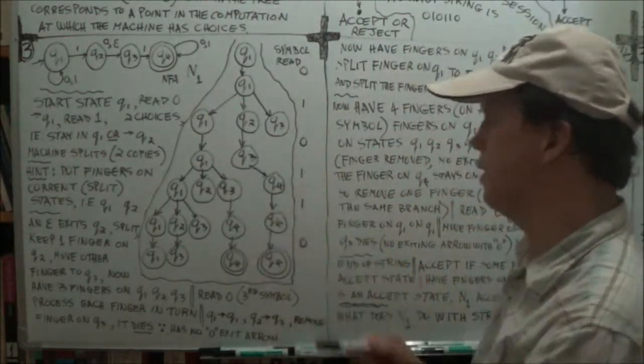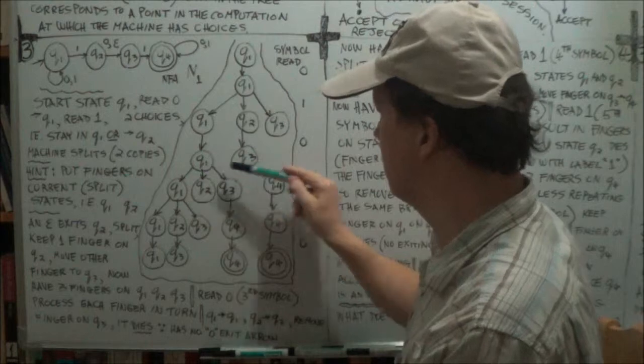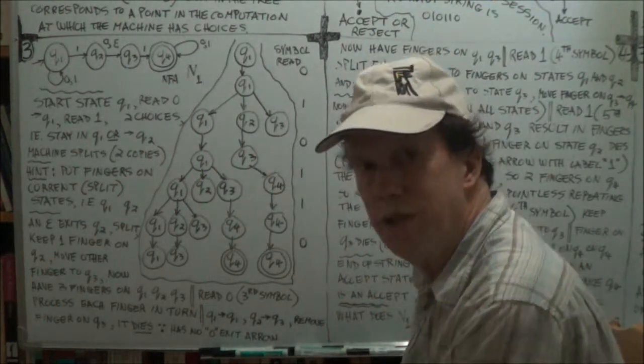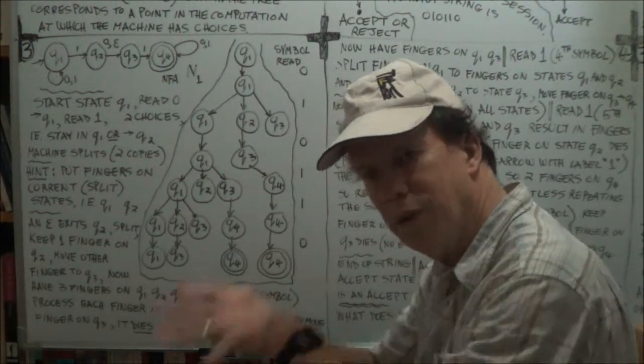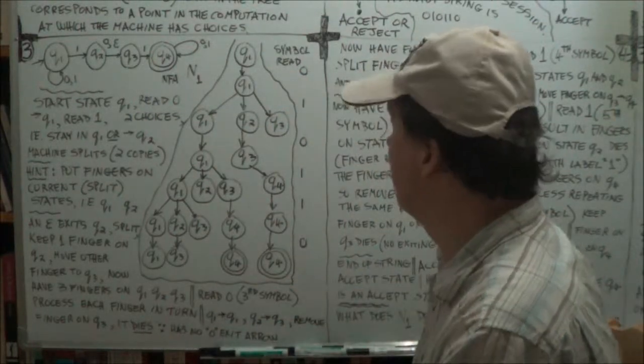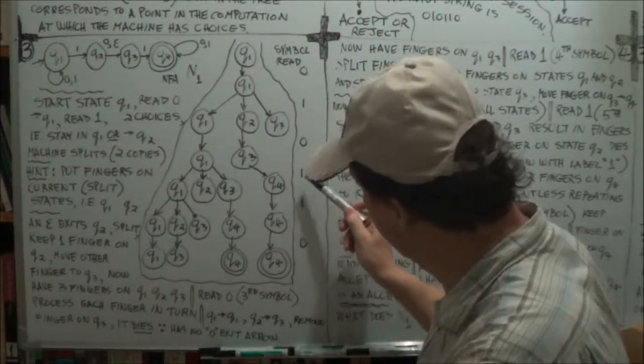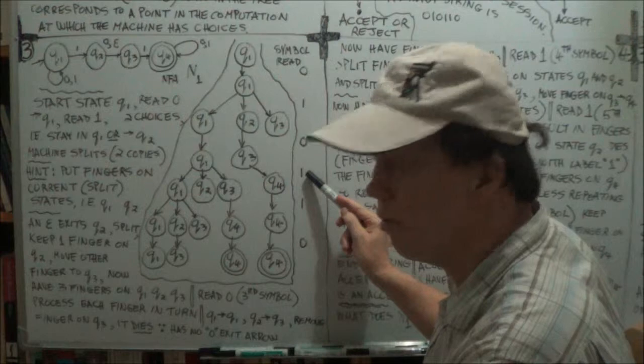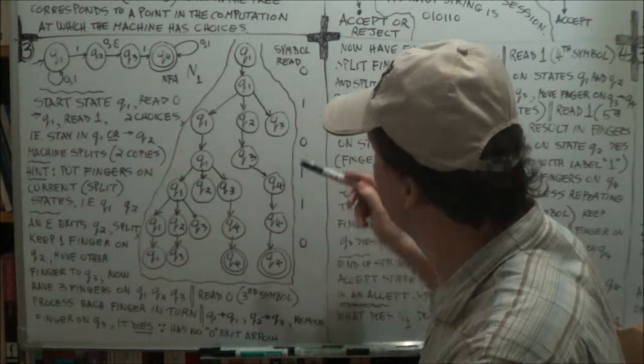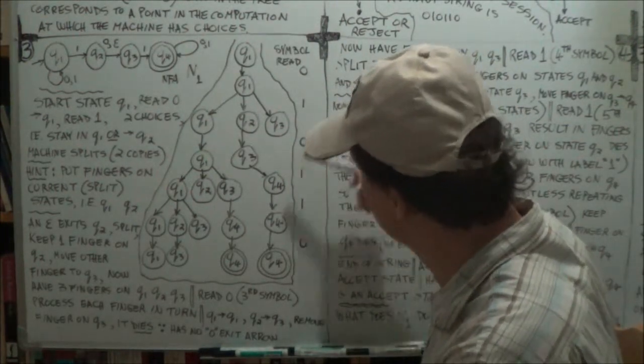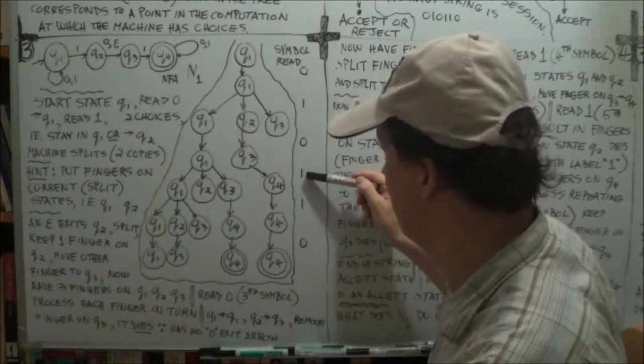So now we just have two branches, right? Q1, Q3. We have two machines that are active, two branches operating, time going this way. Now the fourth symbol comes in, is red. It's a 1, so 0, 1, 0, 1, 1, 0. Okay, so the fourth one, a 1 comes in.